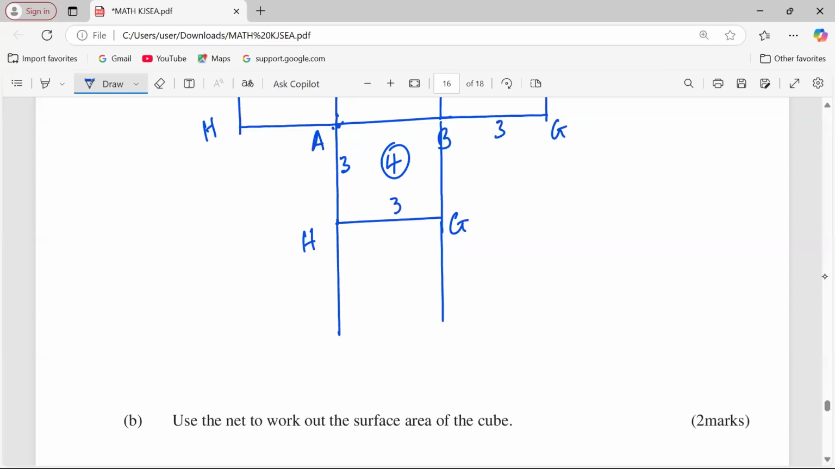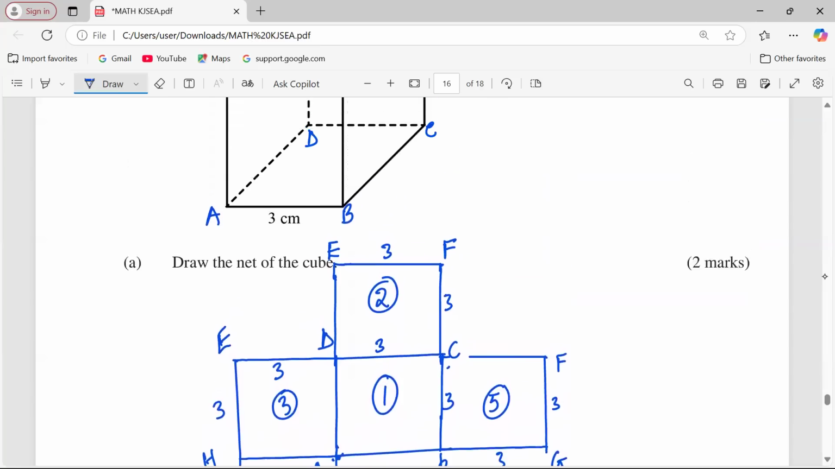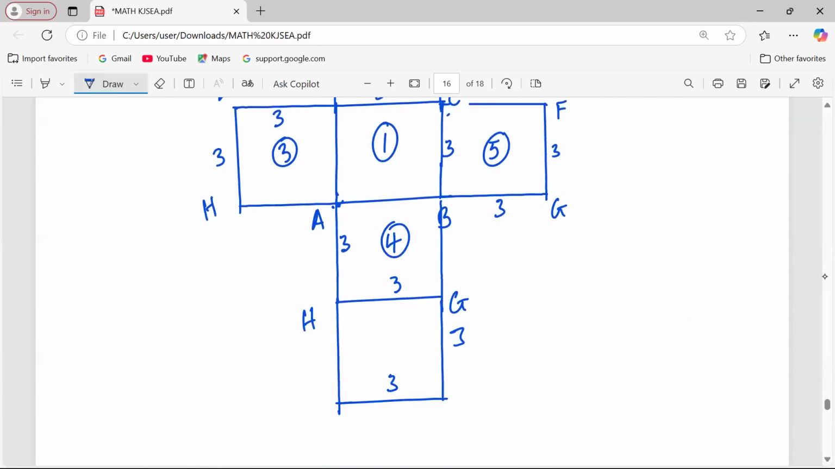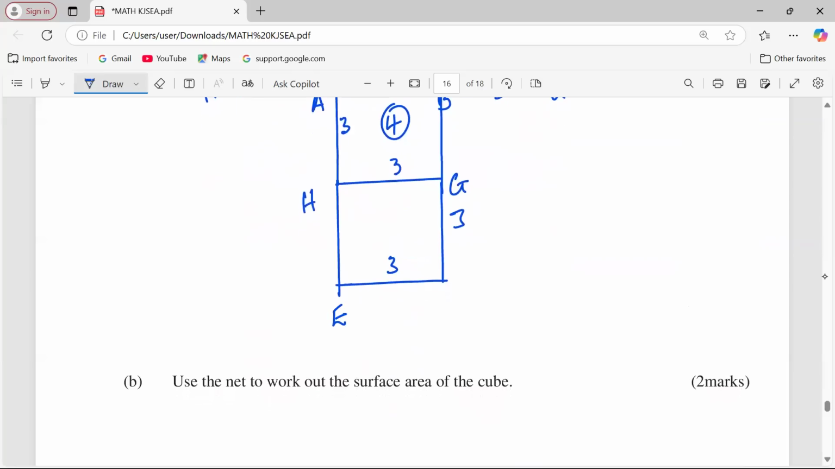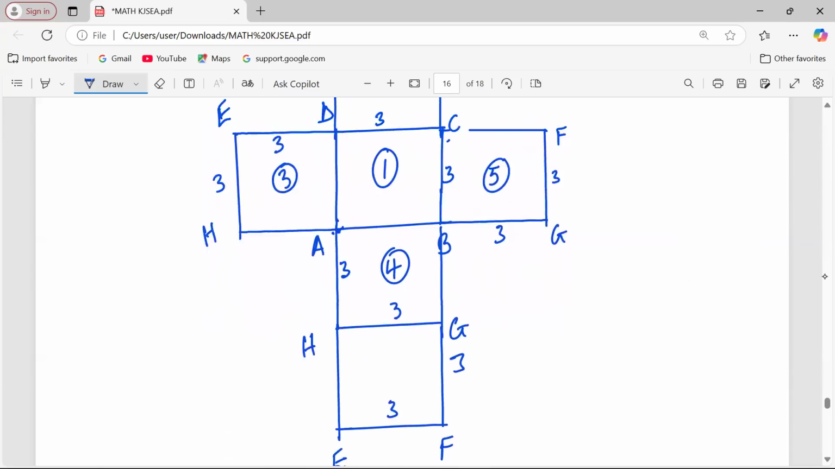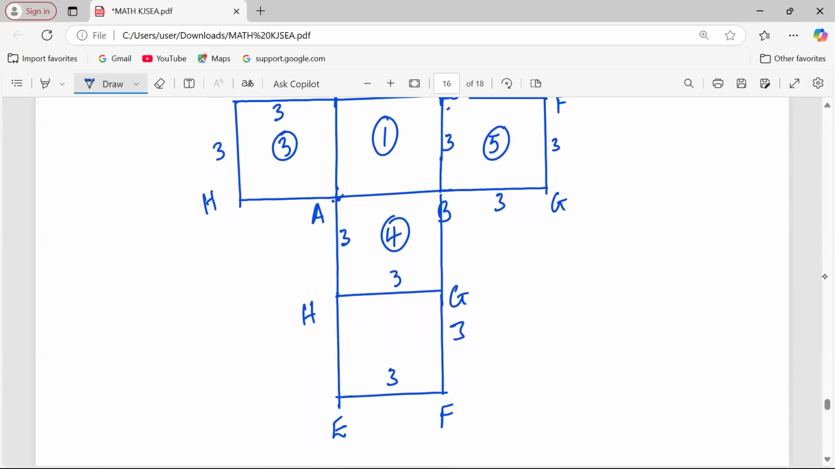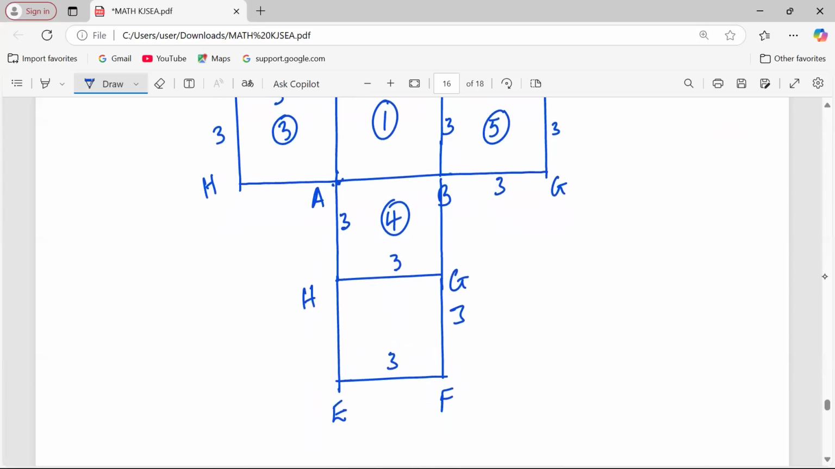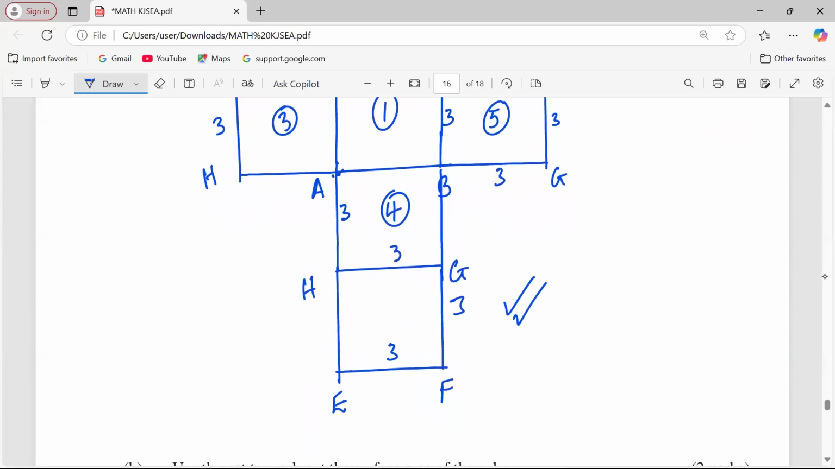So this extension now, also 3 by 3, gives you the last face. And this is going to be EF. So that is how we draw the net of a cube. Students may tend to forget the last face here, which closes the whole net now. But make sure you are not among those who forget.